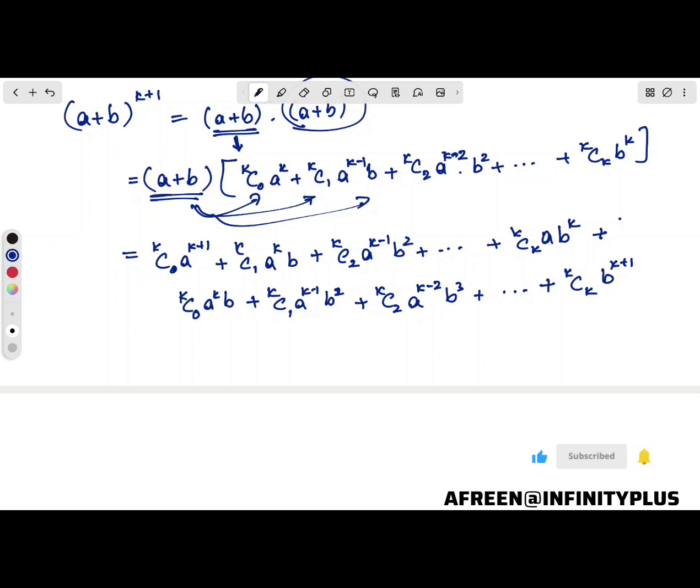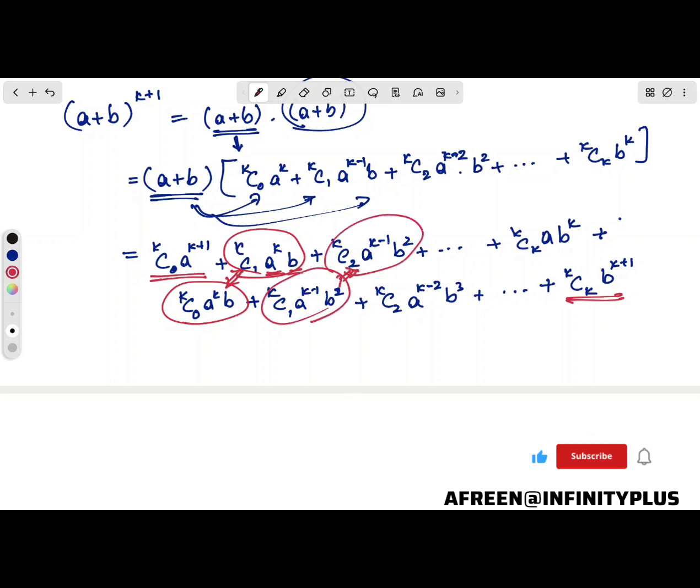You people can observe that this kC0 a^(k+1) is a single element and kCk b^(k+1) is also a single element. Apart from that, you can observe these terms. See here, in these two terms you can get a^k and b as common, and in these two elements you can get a^(k-1) b^2 as common. In a similar manner, you will get common in each and every element except these two, which is at the first and at the last. So write whatever is there as it is.